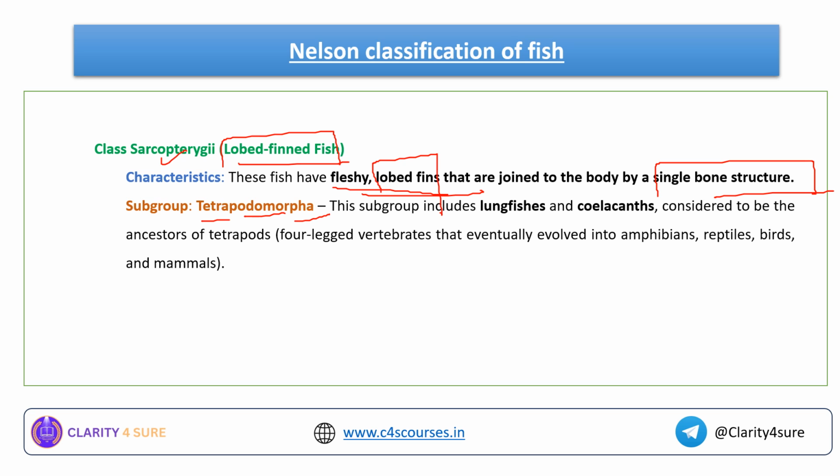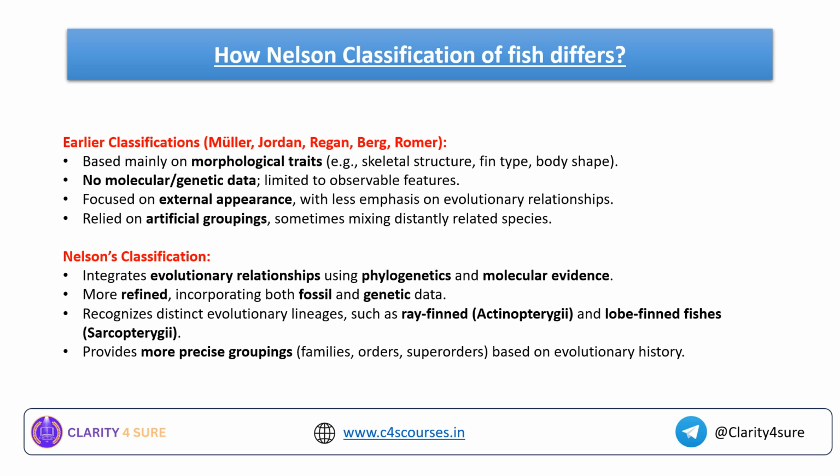So we know what tetrapods are. Tetrapods are the four-legged vertebrates that actually evolved into amphibians, reptiles, birds and mammals. Okay, this is a lobe-finned fish and the examples include the lungfish and coelacanth. So this is about the class Sarcopterygii under the reintroduced class by Nelson called Osteichthyes. I hope this Sarcopterygii class is also clear to you.